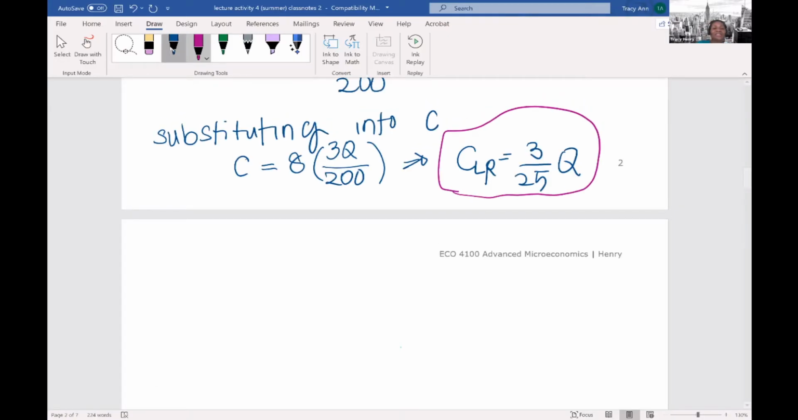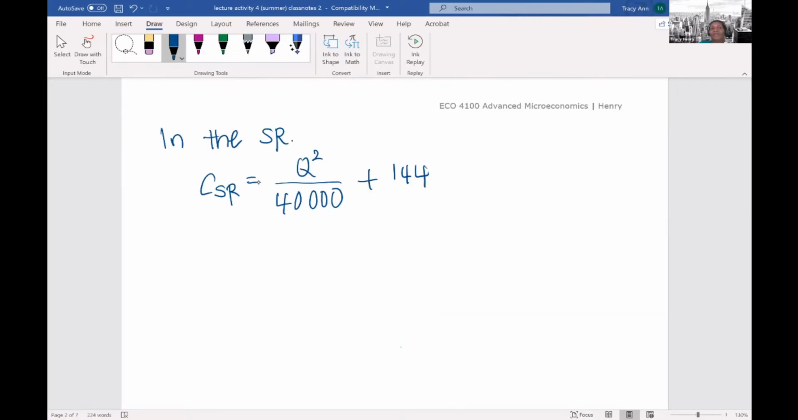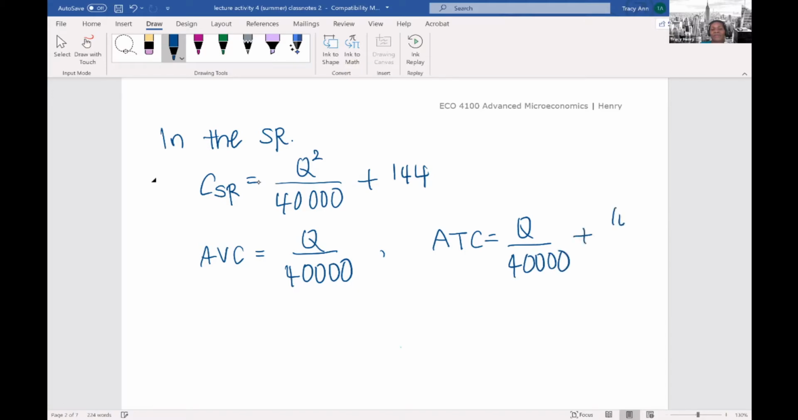So just as we did in the short run, our short run total cost curve is equal to Q squared over 40,000 plus 144. I did this before, but I'm going to do it again. Our three main measures in the short run are: average variable cost, which is equal to Q over 40,000, and average total cost, which is equal to Q over 40,000 plus 144 over Q.